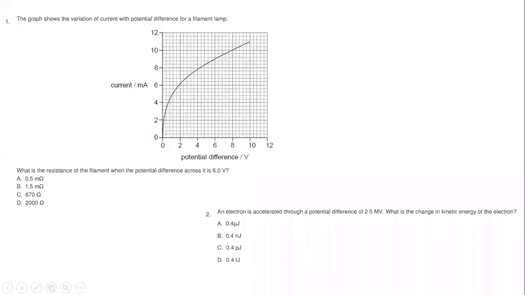Okay, I have a few problems in electricity. Let me do these problems so that this will be useful even for your test.